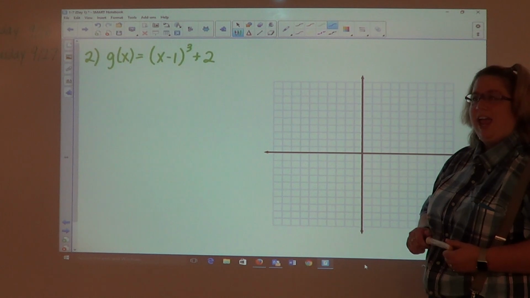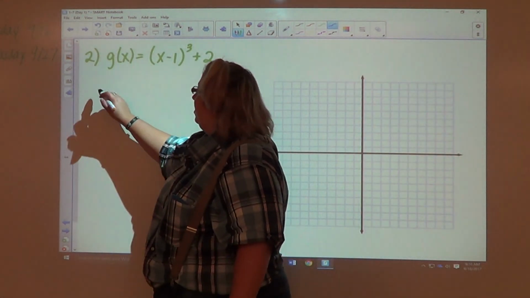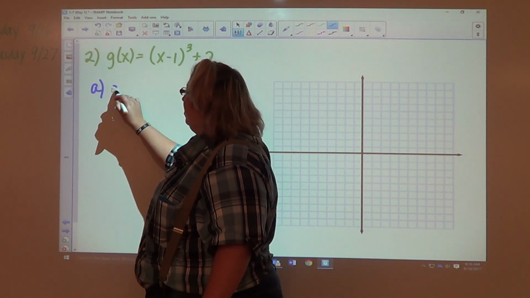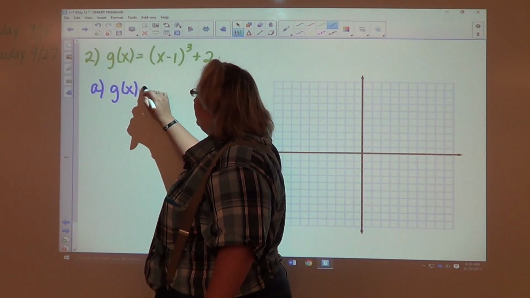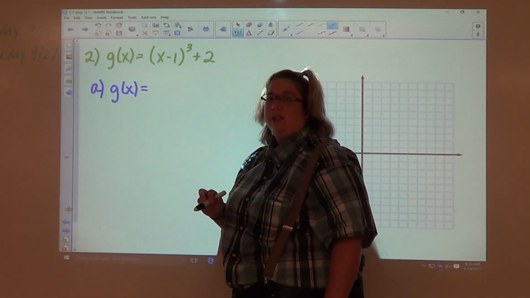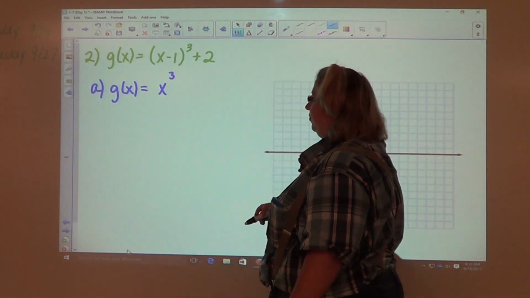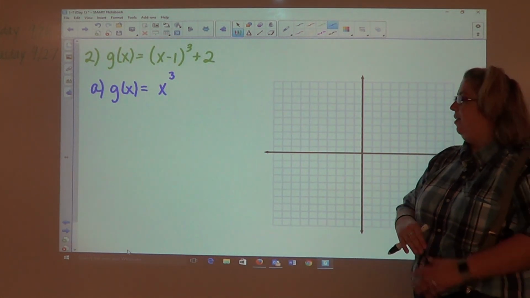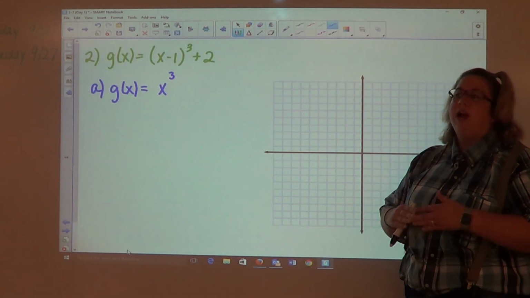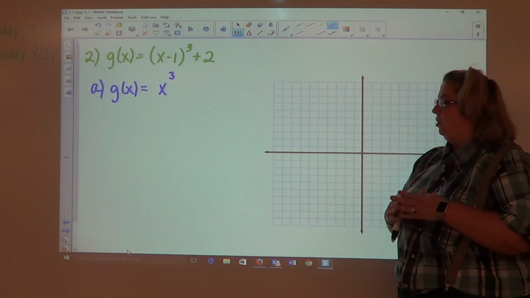Okay, so part A, what would my parent function be? It would be a cubic, so it would be x to the 3rd. So we take away everything else. Don't write cubic, I want you to write the actual equation.